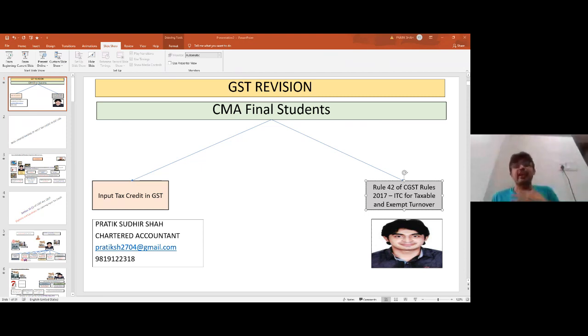So what is this condition? The recipient is left at the mercy of the supplier. If the supplier doesn't pay, the recipient cannot claim the ITC. This is very difficult to digest, but it is there.